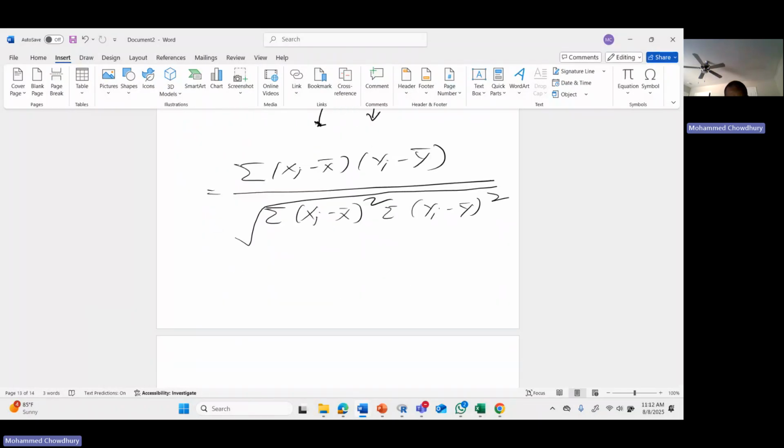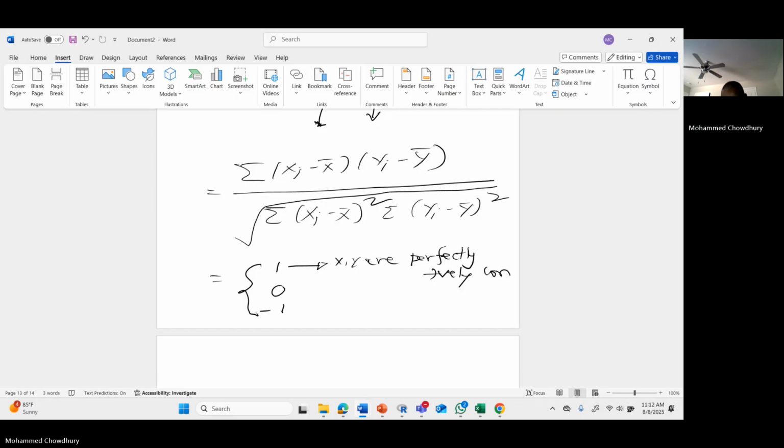Now, the correlation coefficient has the highest value of positive 1 and the lowest value of negative 1. And if there is a value of 0, two variables are not correlated. If the value is 1, then X and Y are perfectly positively correlated. If it is negative 1, then X and Y are perfectly negatively correlated.